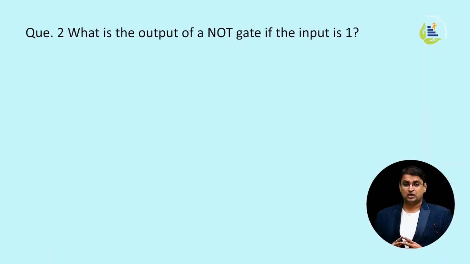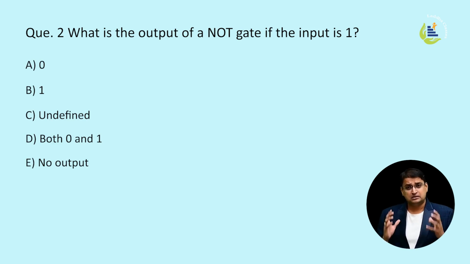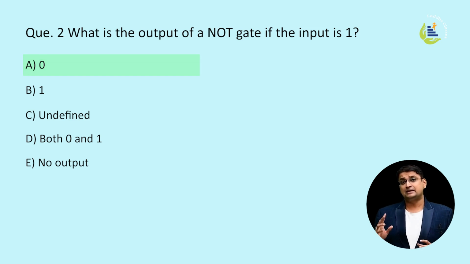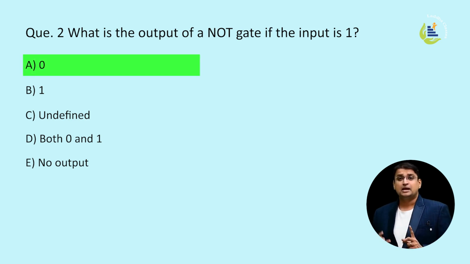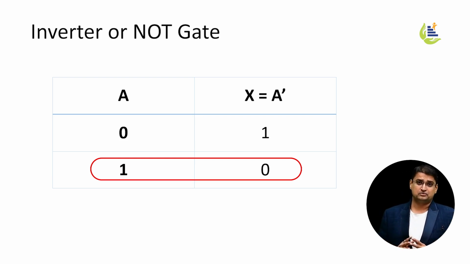Question 2. What is the output of a NOT gate if the input is 1? Options are 0, 1, undefined, both 0 and 1, no output. Correct answer option is A, 0, because a NOT gate inverts the input. So if the input is 1, the output will be 0. The NOT gate always returns the opposite of the input.